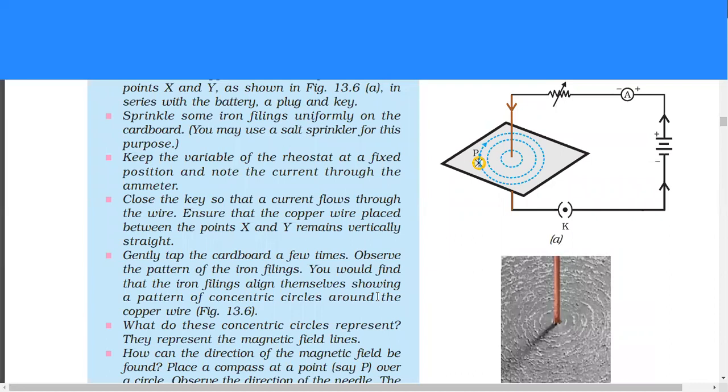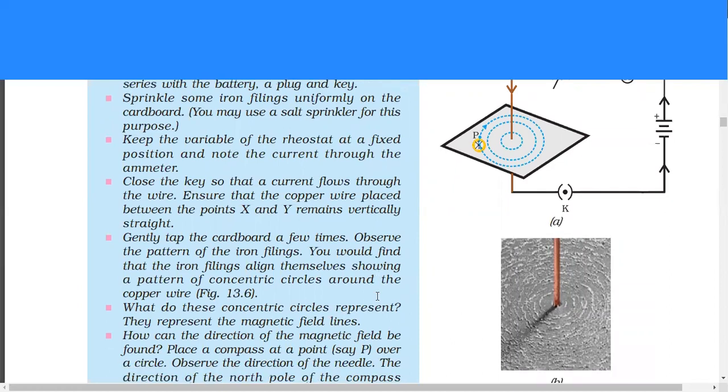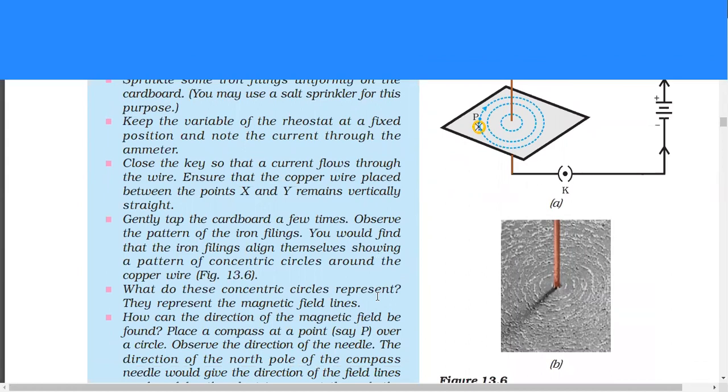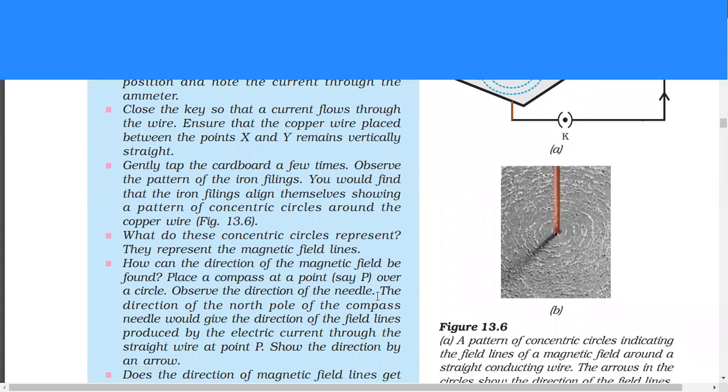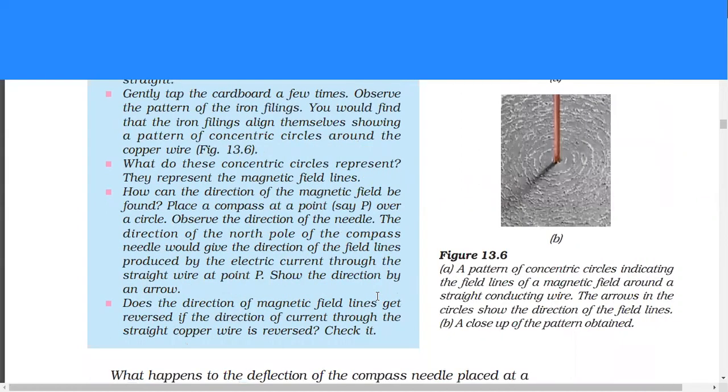Sprinkle some iron filings uniformly on the cardboard. You may use a salt sprinkler for this purpose. Keep the variable of the rheostat at a fixed position and note the current through the ammeter. Close the key so that the current flows through the wire. Ensure that the copper wire placed between the points X and Y remains vertically straight. Gently tap the cardboard a few times. Observe the pattern of the iron filings.